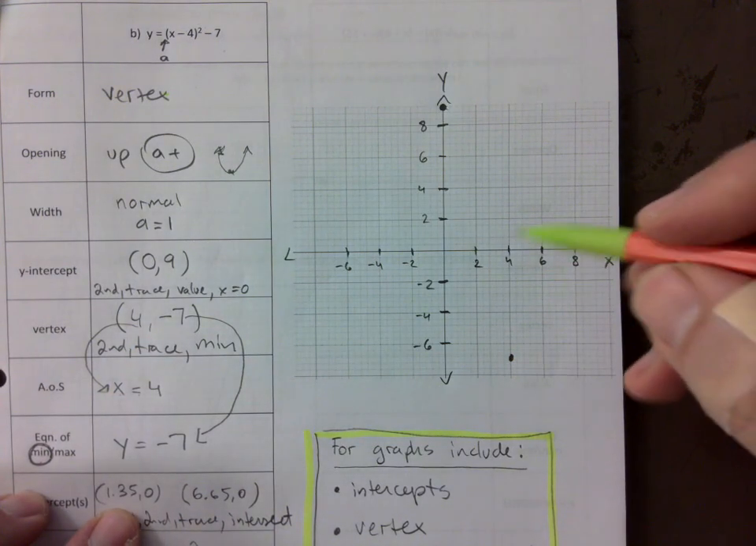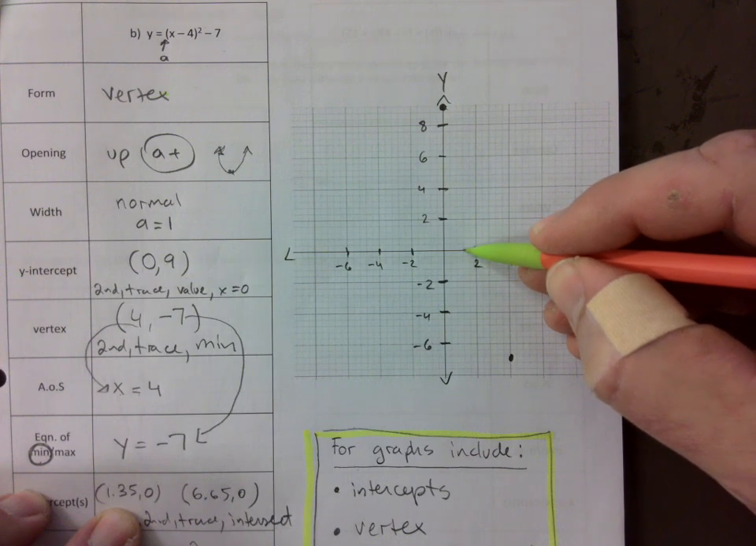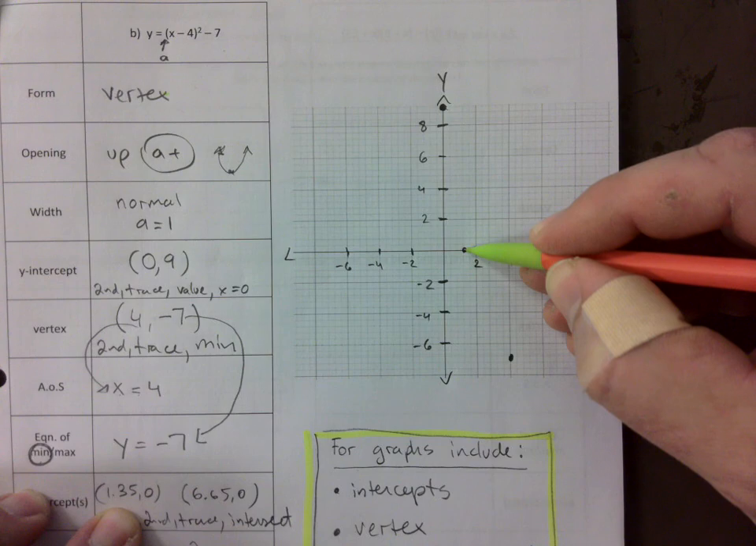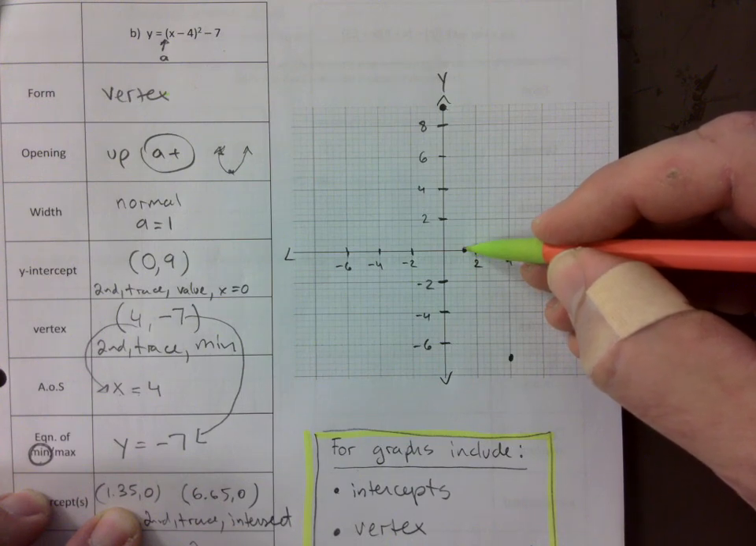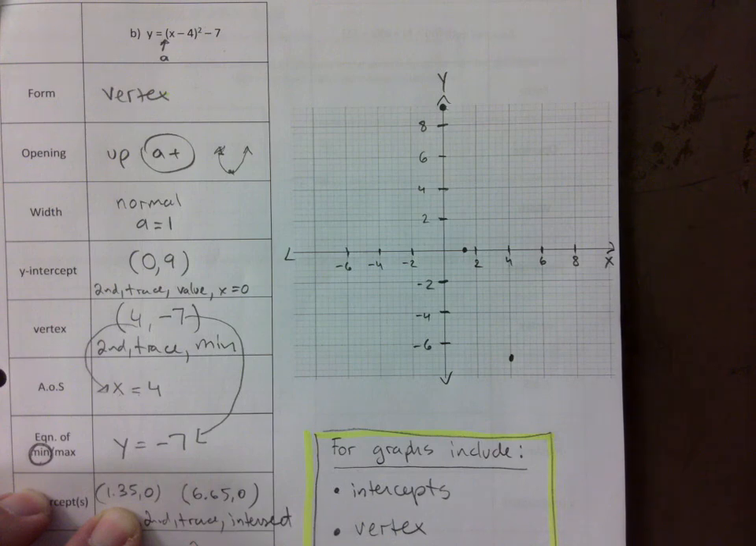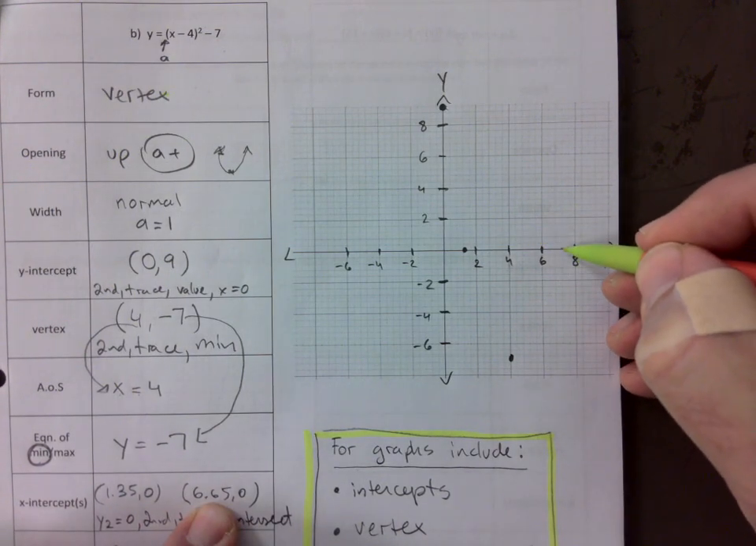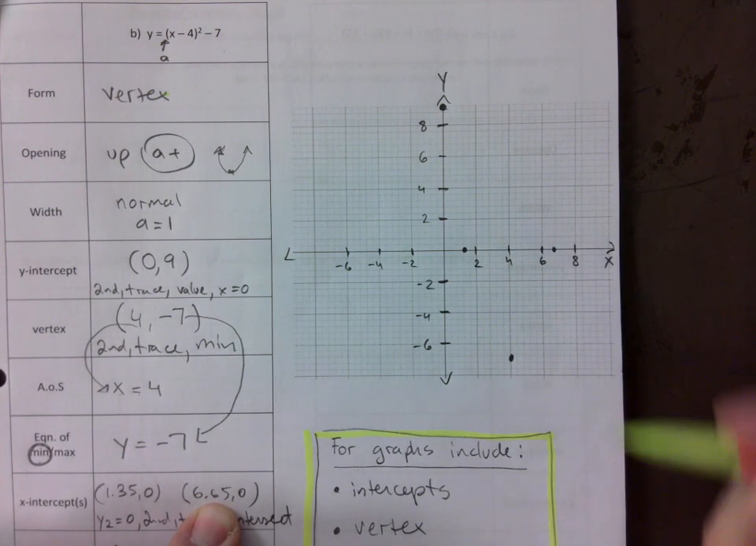My x-intercepts. So 1.35, this would be 1. 1.35 is somewhere in there. I'm not kidding when I say this: close enough is good enough. If you're way off, then you lose marks. But if you're close, we honor it, okay? 6.65, this would be 7 here. So 6.65 is somewhere there. And you've had everything you need to graph.